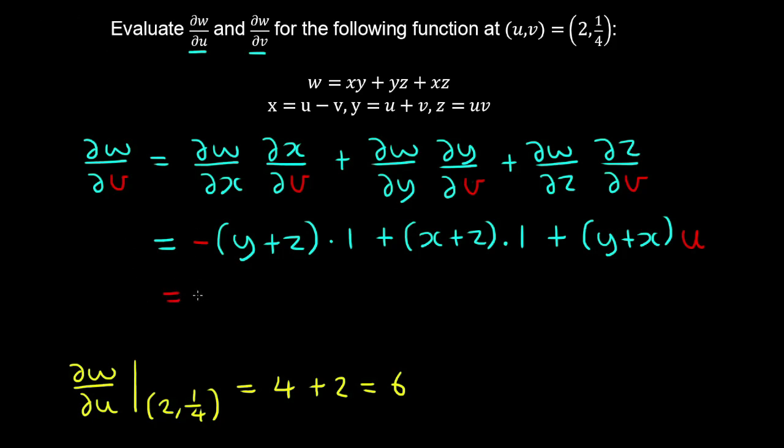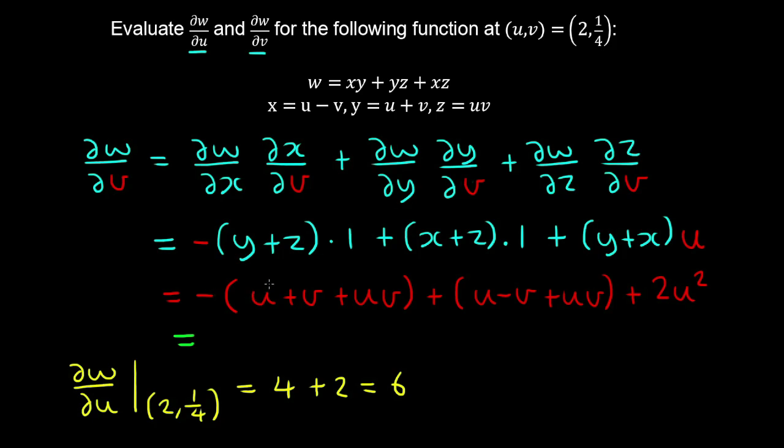So this time we get minus y plus z, which is u plus v plus uv, and plus x plus z, which is u minus v plus uv, and plus y plus x, which gives 2u multiplied by u. So this time we have minus u plus u and minus uv plus uv and minus v is minus 2v plus 2u squared.